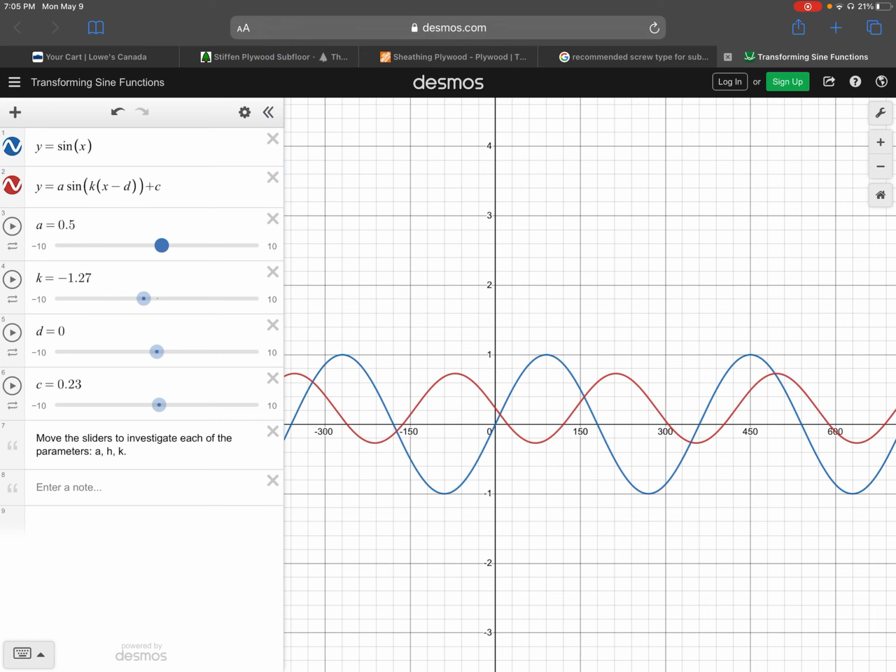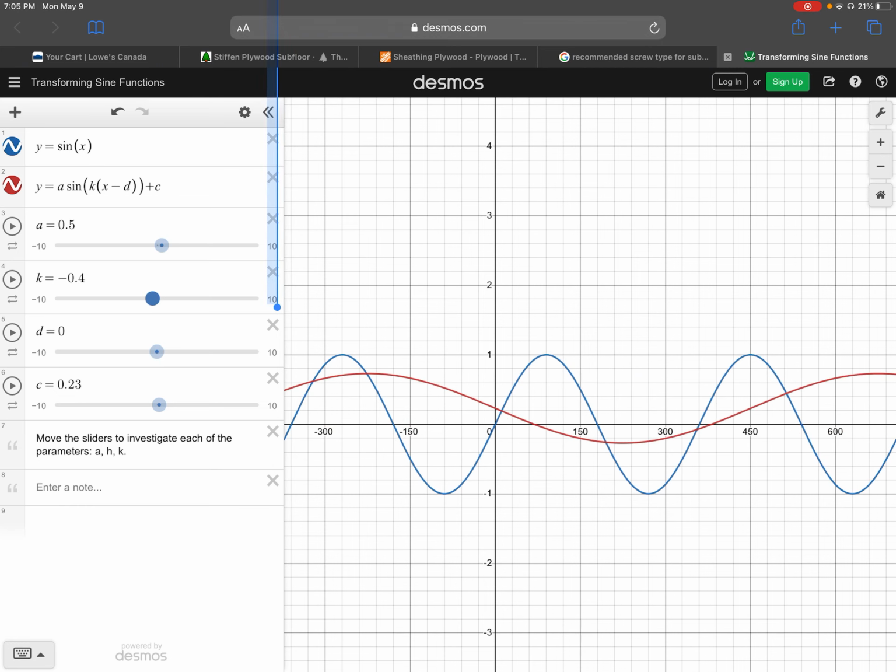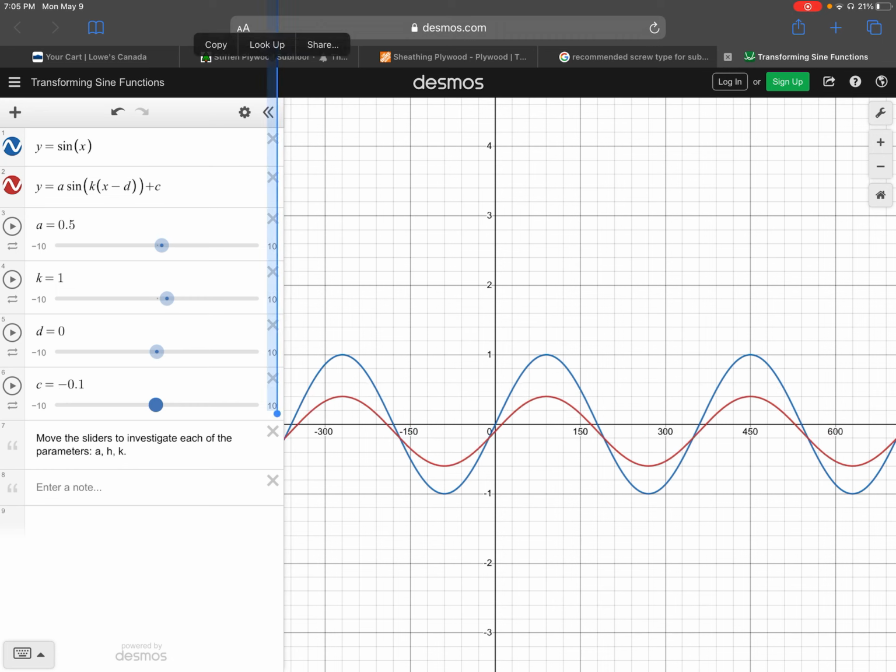Let's also, maybe before we do this, we should probably move some of these sliders, reset them to their initial values. That way we're only doing one at a time. So I'm going to make K to 1. I have D to 0. I'm going to change C to 0. Here we go.